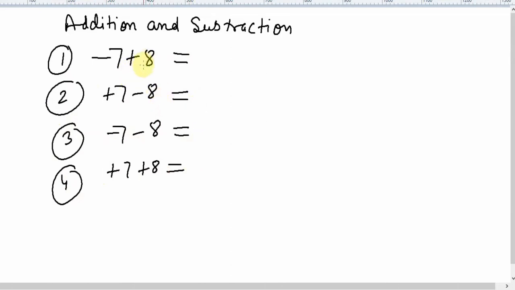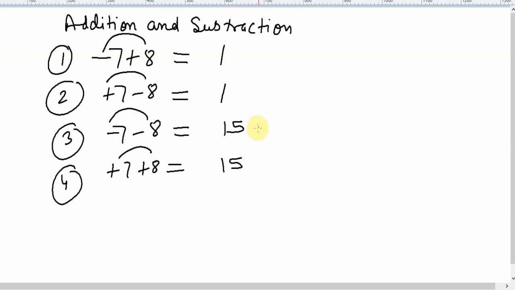Now in this case, there are 2 things: value and symbol. As far as value is concerned, whenever there is opposite sign, plus minus, we simply subtract. Same sign, we will add. This is about the value. Whenever there is opposite sign, we subtract from the bigger number. So 8 minus 7 is 1. In the second case also 8 minus 7. In the third case, same sign, so we will add.